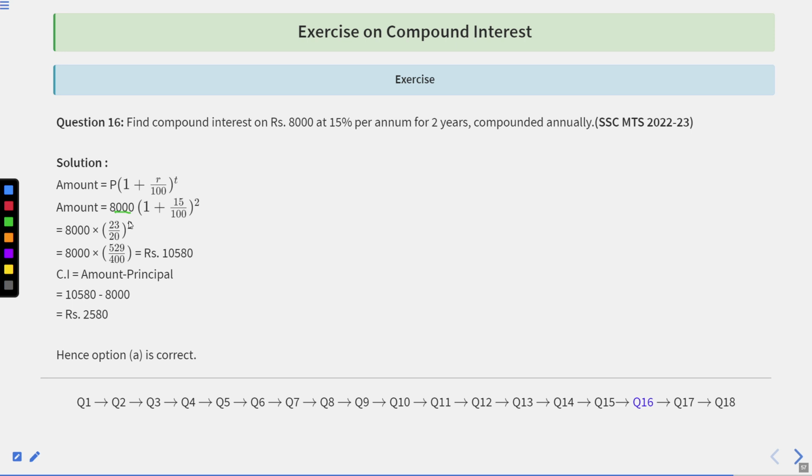So 8,000 times (23 upon 20) whole square, which is equal to 10,580 rupees. So the compound interest will be amount minus principal, that is 2,580. So the correct option here is option A.